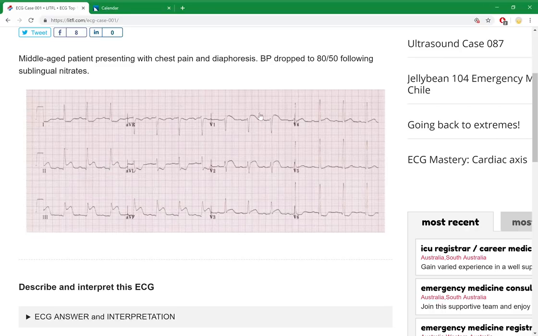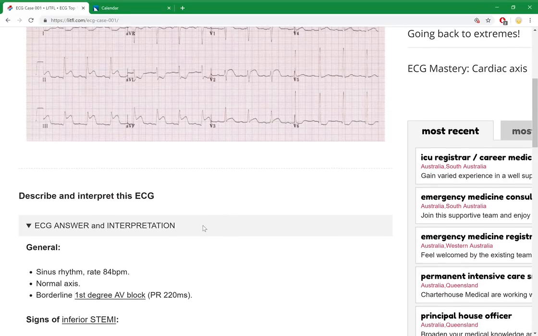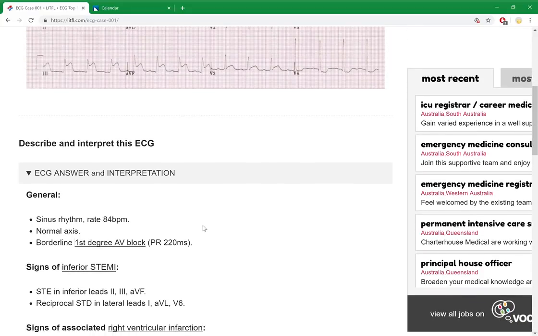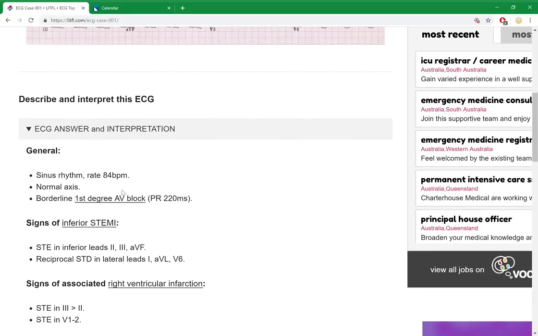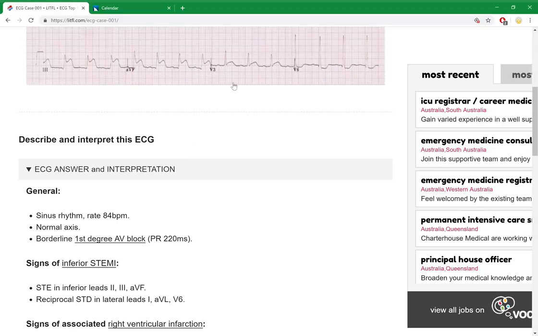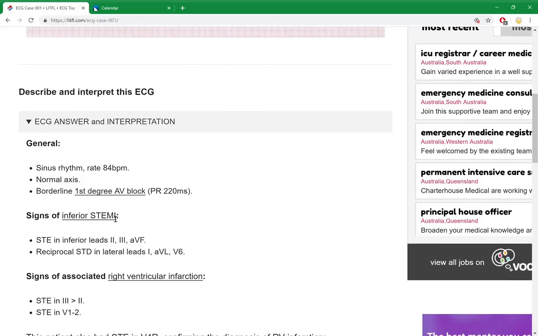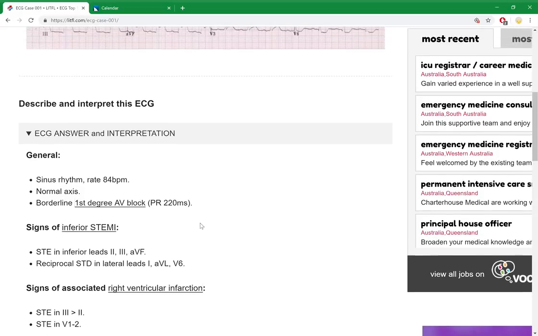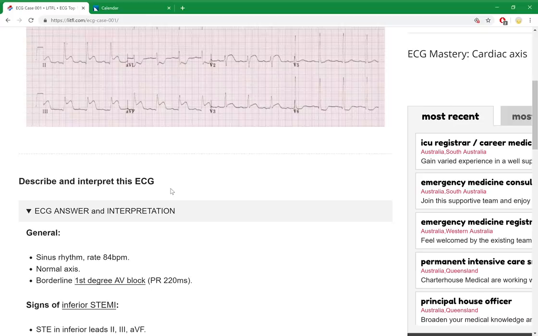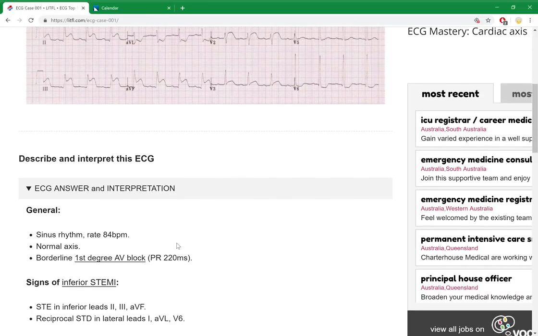You can also see some ST elevations in V1 and V2 and even V3, which is pretty bad as well. If we go down, this website gives you a really good interpretation. Sinus rhythm, rate is 84, normal axis, borderline first degree AV block. If you look at the PR interval, it's pretty long, but again, this isn't the most important thing here. There are signs of an inferior STEMI: ST elevation in the inferior leads, 2, 3, and aVF, and reciprocal ST depressions in 1, aVL, and V6.